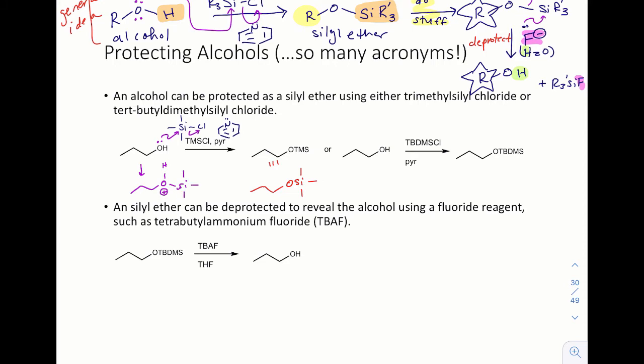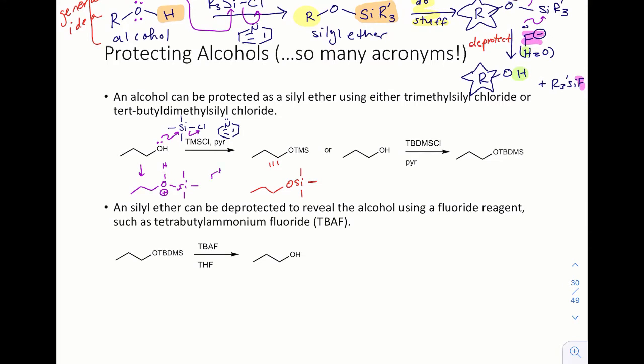So now we have this species. This proton is pretty acidic now. And that's where pyridine comes into play. Pyridine will soak up that acidic proton because it is a base. An SN2 followed by a proton transfer gives us the silyl ether.